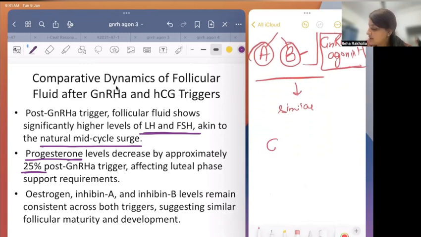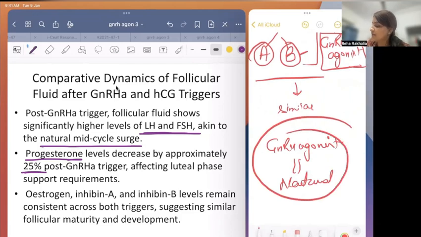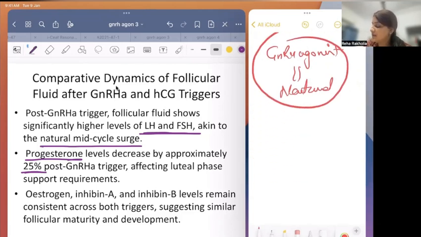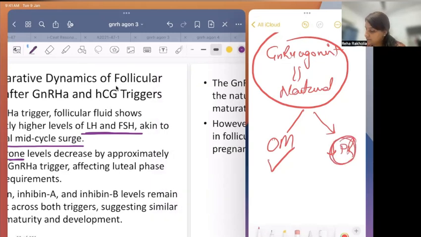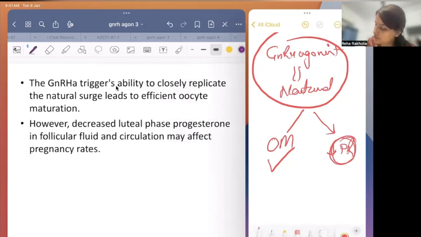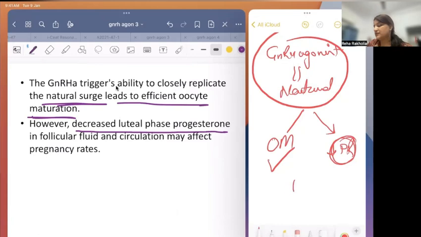As we all know, GnRH agonist is similar to the natural surge. So there will be efficient oocyte maturation, but there will be decreased pregnancy rate. It leads to efficient oocyte maturation because it replicates the natural surge. However, because of the decreased luteal progesterone, the pregnancy rate will be low.